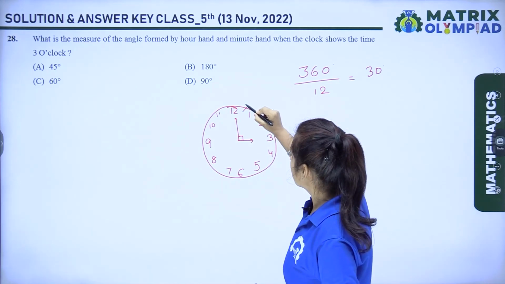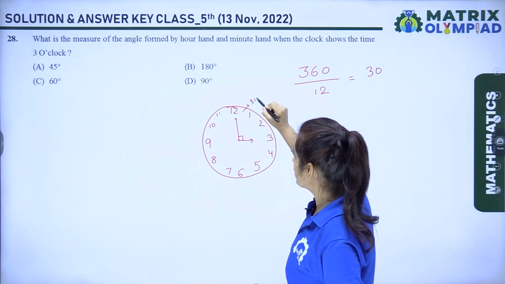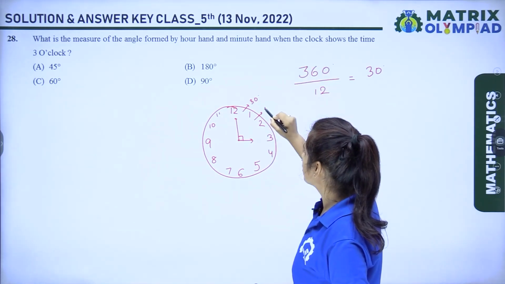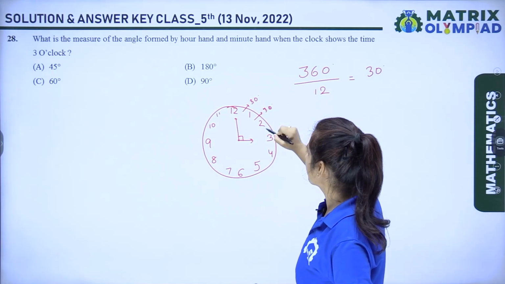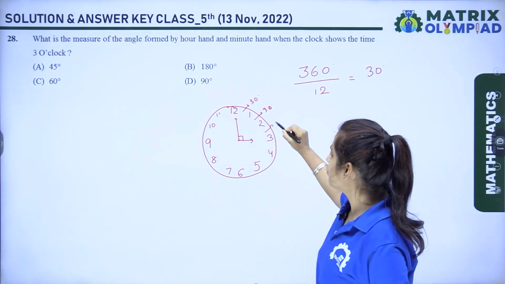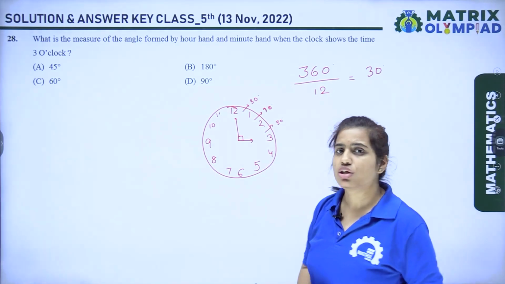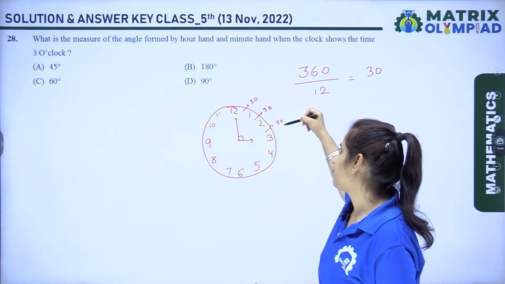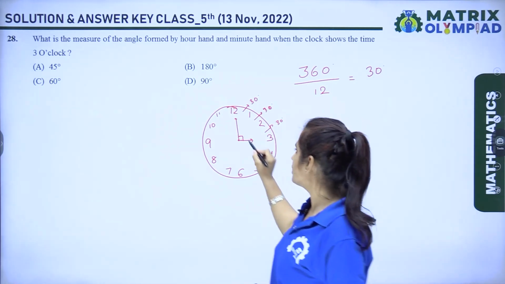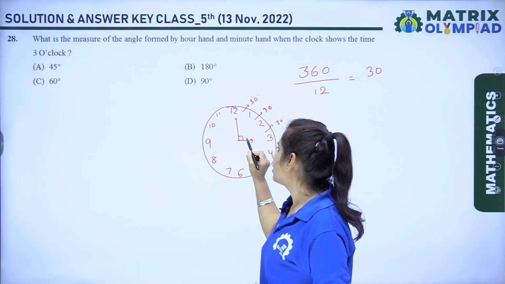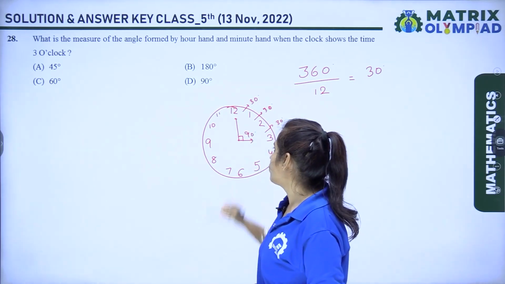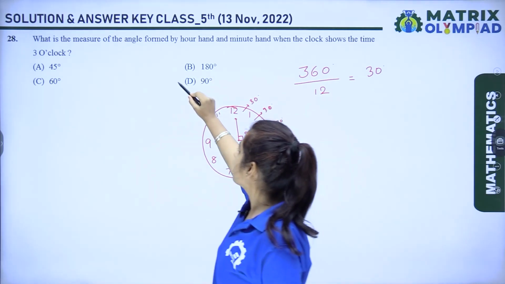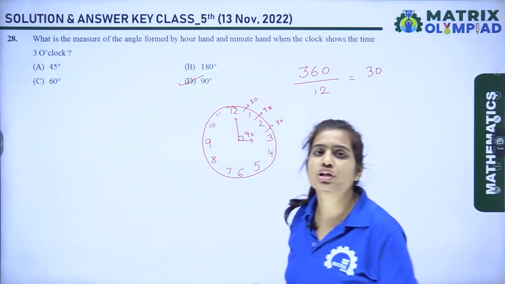So here, angular distance between 12 and 1 is 30 degree. Angular distance between 1 and 2 is 30 degree. Angular distance between 2 and 3 is also 30 degree. So, after adding 30 plus 30 plus 30, we get 90 degree. It means that we are having 90 degree when the clock is showing 3 o'clock. So, here 90 degree is the correct answer, that is option D.